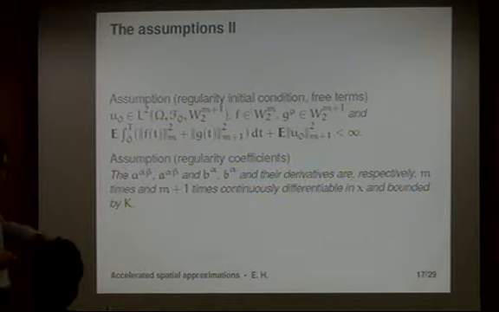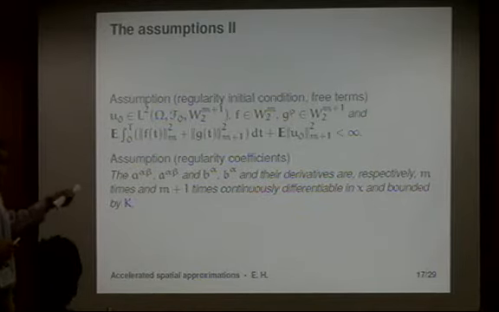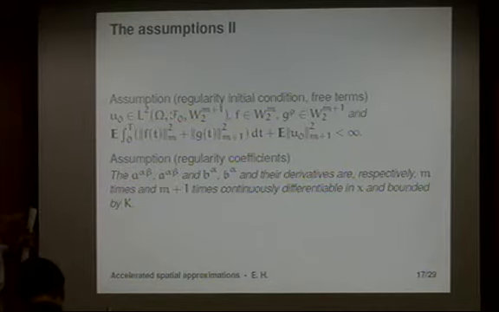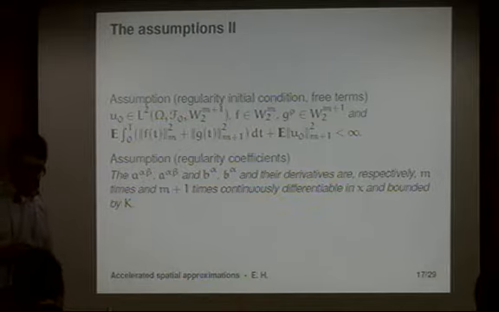Okay, and we have some regularity on our initial condition and free terms, and some regularity on the coefficients. So importantly, we assume that the A's are m times continuously differentiable in x, and the B's are m plus 1 times continuously differentiable in x and bounded by some constant k.